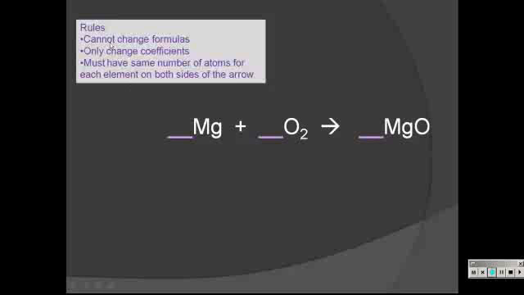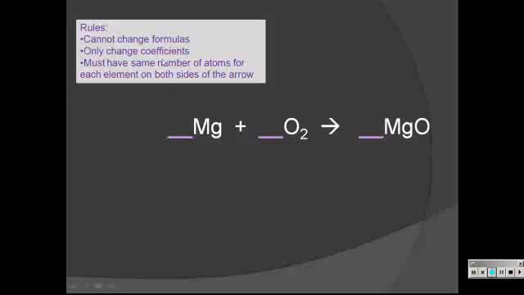Our first rule says that we cannot change the formulas. Magnesium oxide, earlier in the year, we figured out how to come up with its formula based on the cancellation of charges. And that's the way it is. We can't change it. Diatomic oxygen always has 2 atoms bound up in its molecule when it's in its free elemental state. So what can we do?